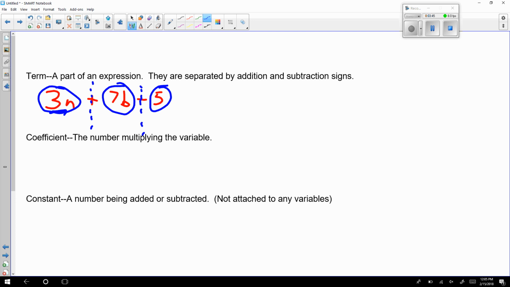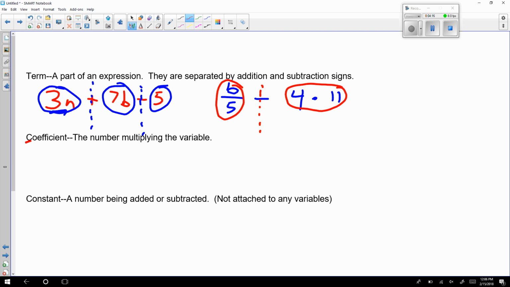Okay? So something like b over 5 minus 4 times 11, again, remember, it's just the plus and minus sign. So here's our dividing line between terms. This is a single term. This is multiplication, so that is a single term. So this expression would have 2 terms.